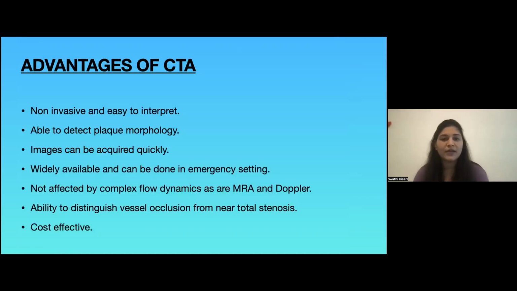Now coming to the advantages of CTA, it is non-invasive and easy to interpret, and it can detect the plaque morphology very well. And images can be acquired very quickly and is widely available and can be done even in emergency setting. It is cost effective and it is not affected by complex flow dynamics such as MR angio and Doppler. And it also has ability to distinguish vessel occlusion from near total stenosis.